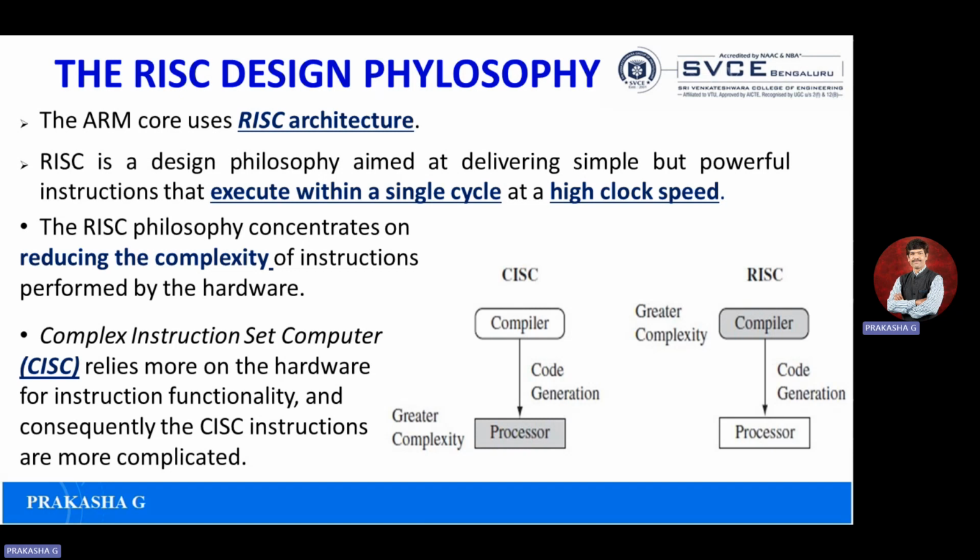Now, looking at this diagram, we can easily find the difference between CISC and RISC. CISC is the other type of computer, complex instruction set computing, or complex instruction set computer, as we will call it. What we are discussing is RISC, reduced instruction set computer. The diagram itself shows exactly what the difference is.